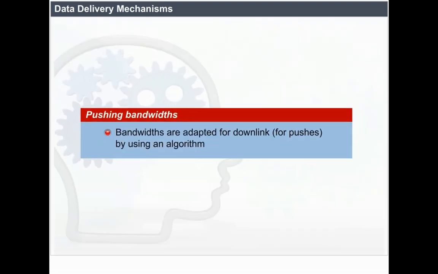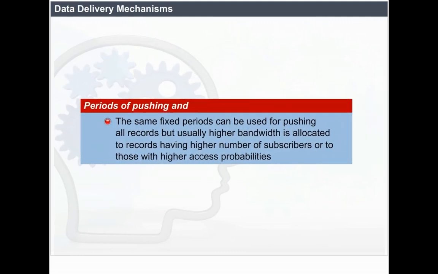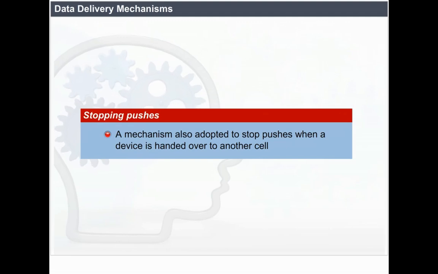Pushing bandwidths. Bandwidths are adapted for downlink for pushes using an algorithm. Periods of pushing. The same fixed periods can be used for pushing all records, but usually higher bandwidth is allocated to records having a higher number of subscribers or to those with higher access probabilities. Stopping pushes. A mechanism is also adopted to stop pushes when a device is handed over to another cell.